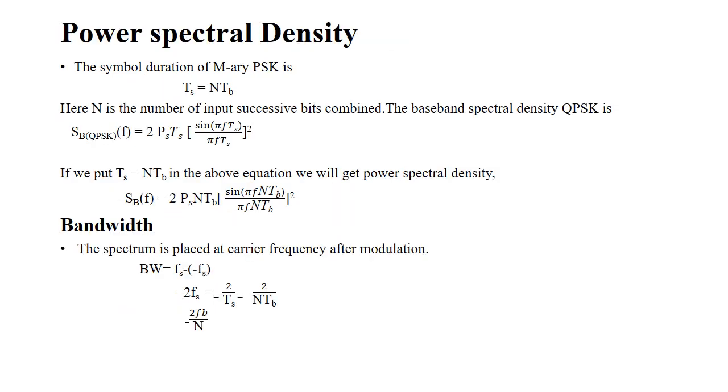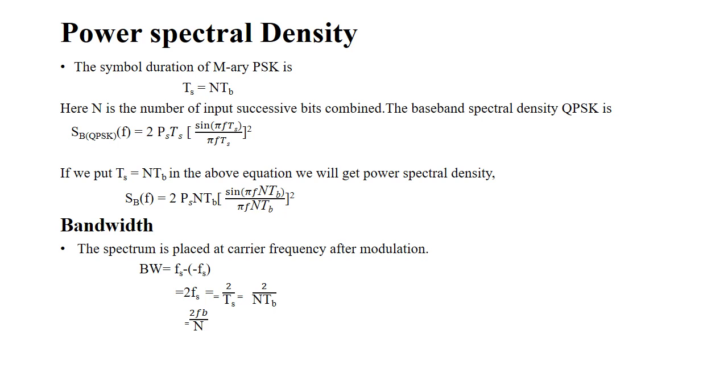So next, the power spectral density of the M-ary PSK. The symbol duration of M-ary PSK is Ts equal to N Tb. Here N is the number of input successive bits combined, and the baseband spectral density of QPSK is SB of QPSK of f is equal to 2 Ps Ts into sin pi f Ts by pi f Ts the whole squared. So if we put Ts is equal to N Tb in the above equation, we will get the power spectral density as SB of f is equal to 2 Ps N Tb into sin of pi f N Tb divided by pi f N Tb the whole squared.